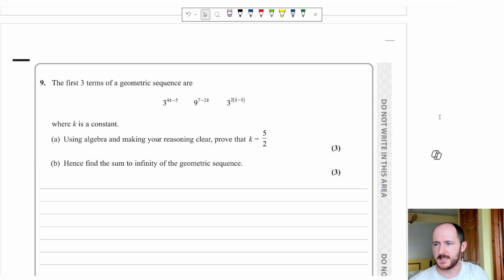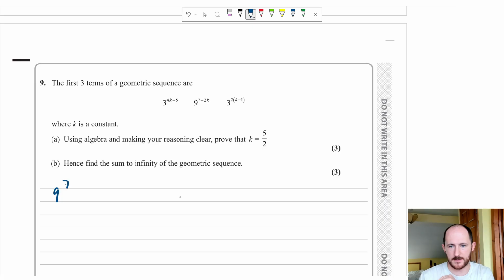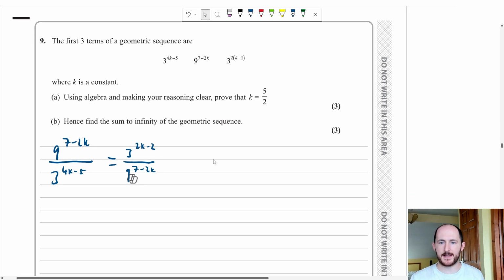First three terms of a geometric sequence are this, this, and this, where k is a constant. Using algebra and making your reasoning clear, prove that k is 5 over 2. If it's a geometric sequence, that means that if I divide any two adjacent terms, they should give me the same common ratio. So if I do 9 to the 7 minus 2k over 3 to the 4k minus 5, that should be the same as 3 to the 2k minus 2 over 9 to the 7 minus 2k. They should be the same, and then all I have to do is show that k is 5 over 2.